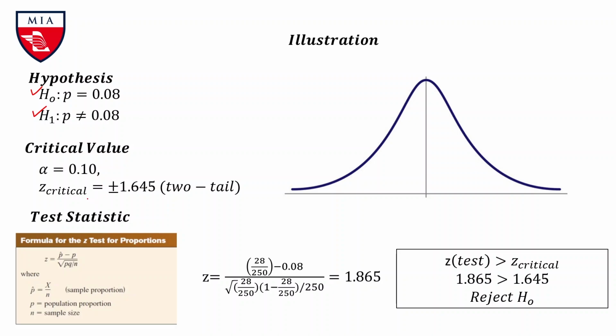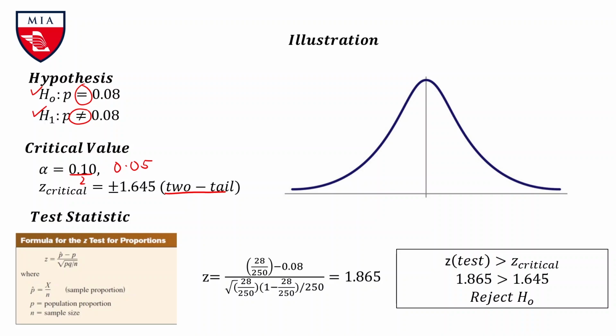So for our Z critical, we have a two-tailed test here because we have not equal to. We have a level of significance alpha equal to 0.10. In order for us to get the value of our Z critical, we need to divide this by 2. So our alpha will become 0.05. And by looking at the table of Z positive, okay?